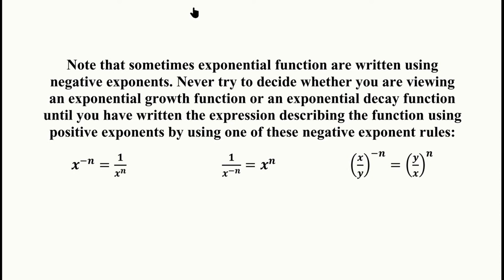Now, sometimes exponential functions are given to us with a negative exponent. So we need to remember these 3 negative exponent rules from our previous experience with exponents, and they're simple enough, but you just need to remember them. If you have x to the -n, that becomes 1 over x to the n. 1 over x to the -n in turn becomes x to the n. And if you have a fraction raised to a negative power, as we saw earlier, you can flip the fraction, reciprocate it, and then change the exponent to the opposite value, a positive value.